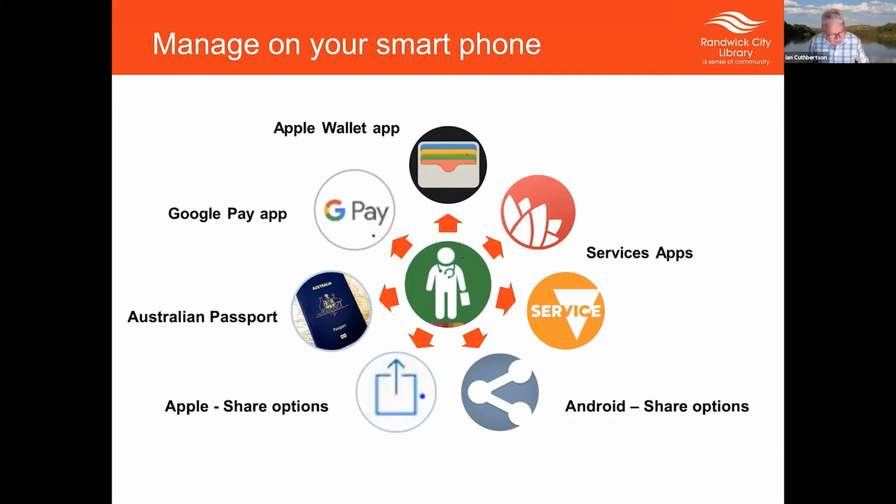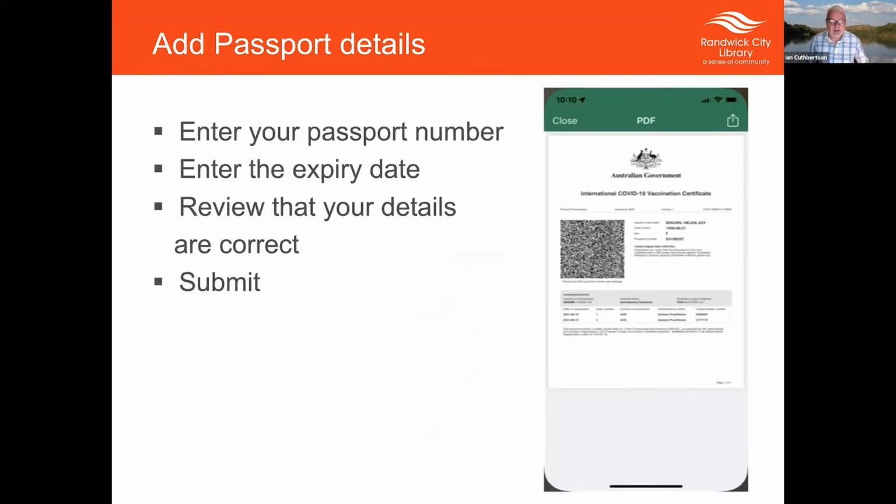So you can now apply to have your passport details added to your COVID-19 digital certificate for international travel. Okay, so the way that works is you enter your passport number, you enter the expiry date, you review that your details are correct, and you submit, and this comes back.